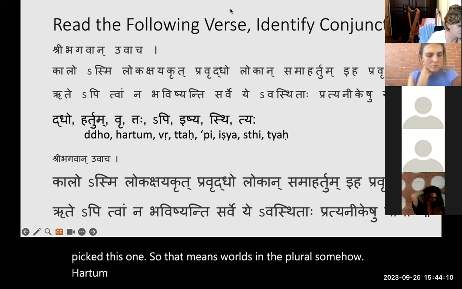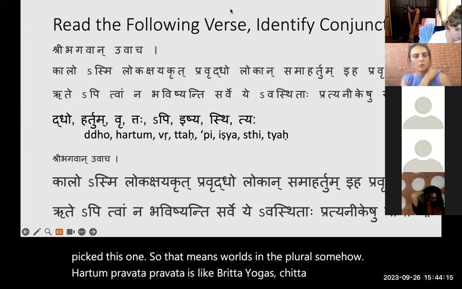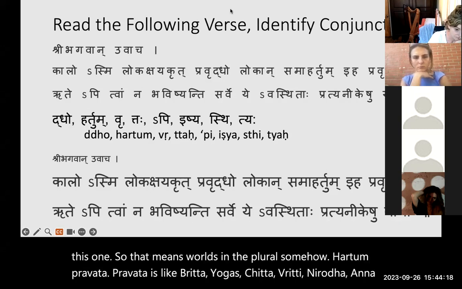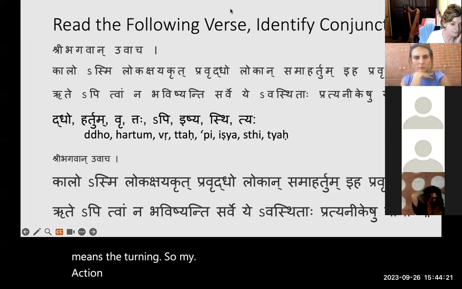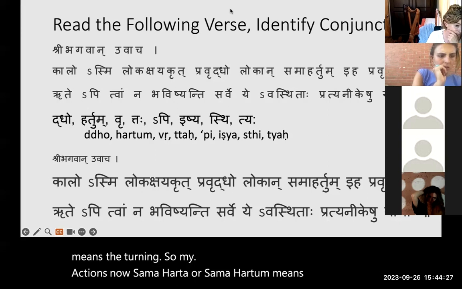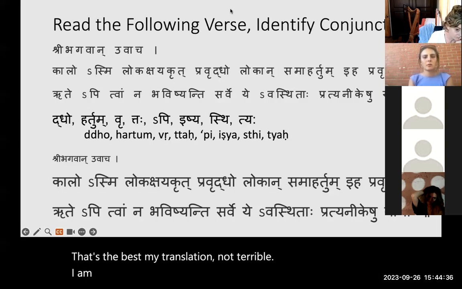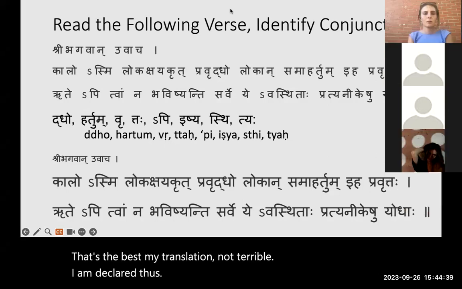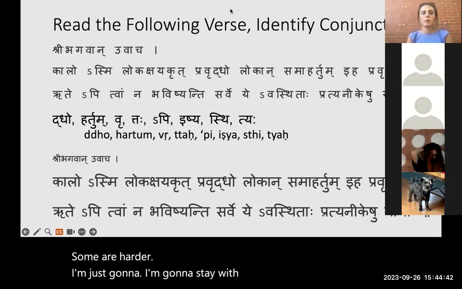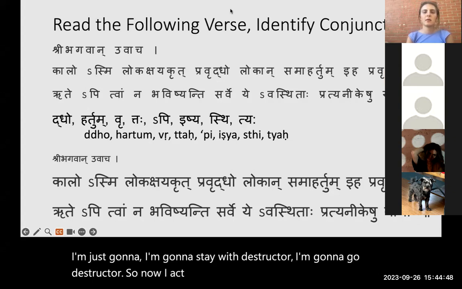Samahartum iha pravrita. Pravrita is like vritta, as in yogash chitta vritti nirodhah. Vritti means the turning. So my actions now, samaharta or samahartum, means destructor. My translation is not terrible. I am declared thus. I'm gonna stay with destructor. So now I act, iha pravrita, to destroy all the worlds.